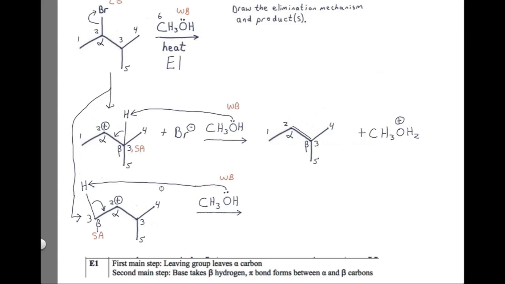So in this version of the mechanism, oops, I numbered this incorrectly. This should be numbered as carbon 1. So in this version of the mechanism, we're using carbon 1 as the beta carbon now, rather than carbon 3. So now we're using carbon 1 as our acidic atom, rather than carbon 3. Now we can draw the products based on these arrows.